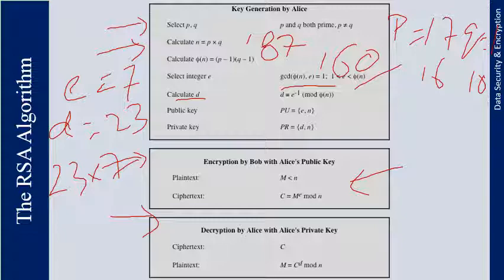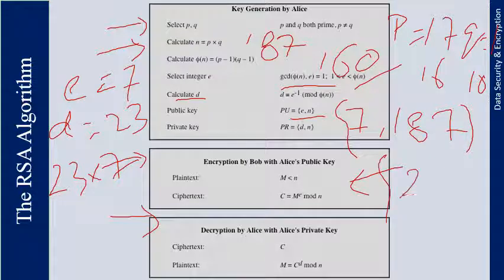The resulting keys for public key encryption are referred to as E and N. In this case, we chose E as 7 and N as 187. This is referred to as the public key. The private key is referred to as PR equals d and N, which is equal to 23 and 187.